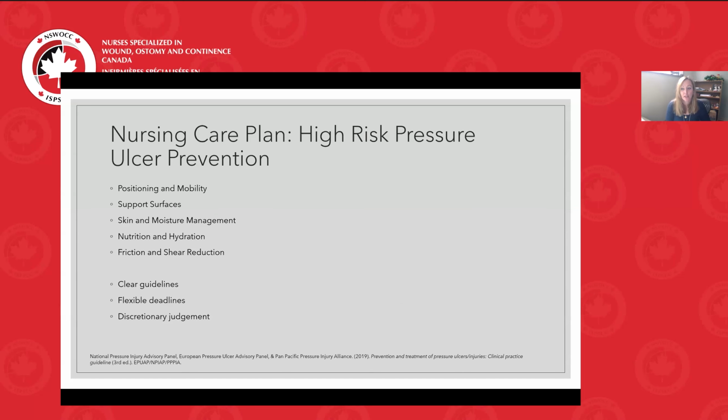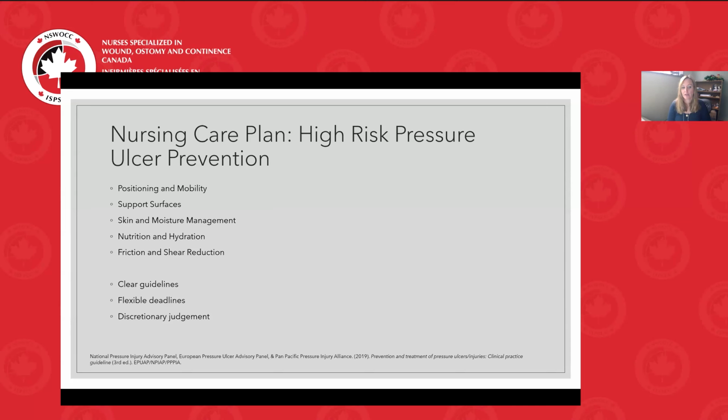So I look at developing a nursing care plan for our patients that are at high risk for pressure injuries. We want to focus that around positioning and mobility, our surface support, skin and moisture management, nutrition and hydration, and friction and shear reduction. We want to use things such as guidelines. There are lots of guidelines out there, the National Pressure Injury Prevention Panel, they all have their own guidelines.